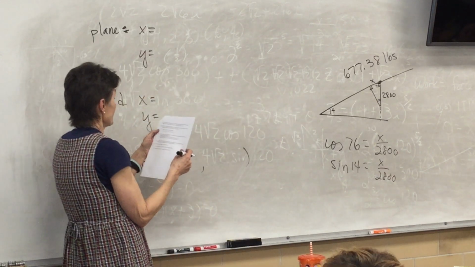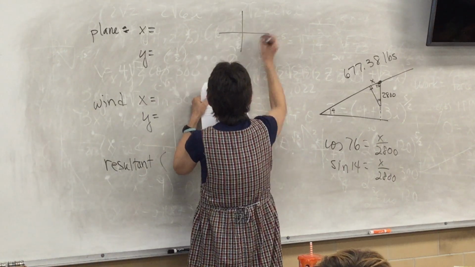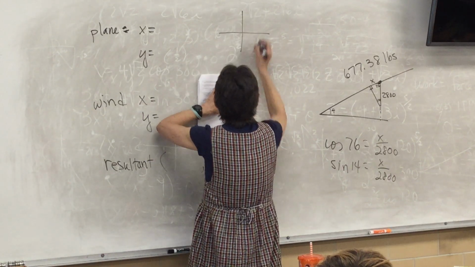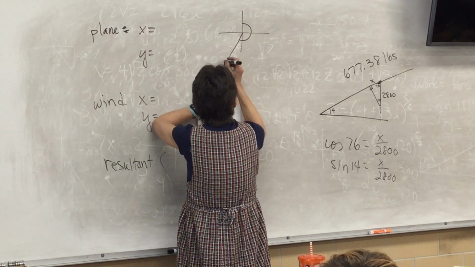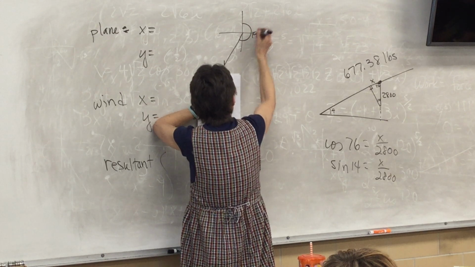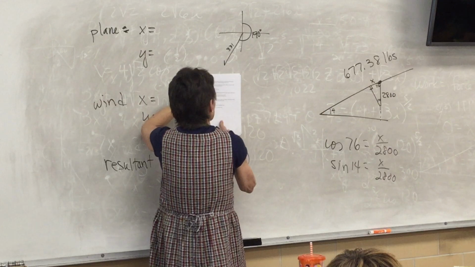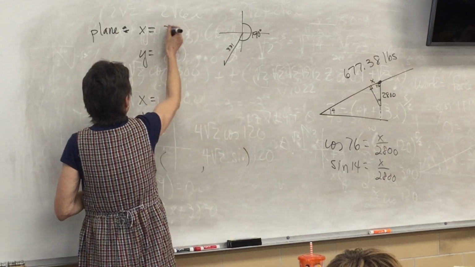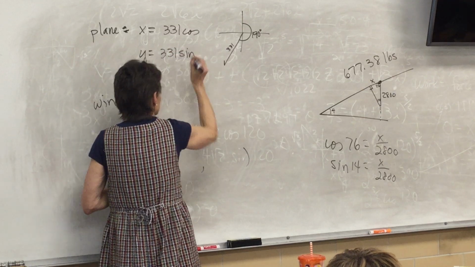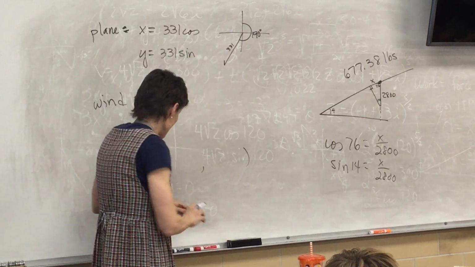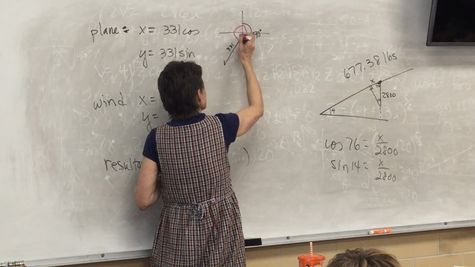X equals r cosine theta. Our problem is 14. So here's my airplane. I think a picture really helps. On a course of 190 degrees. So that right there is 190 degrees, navigational heading. And its magnitude is 331. So the components of the plane are going to be 331 cosine, 331 sine. And now I just need to find the angle in standard position.